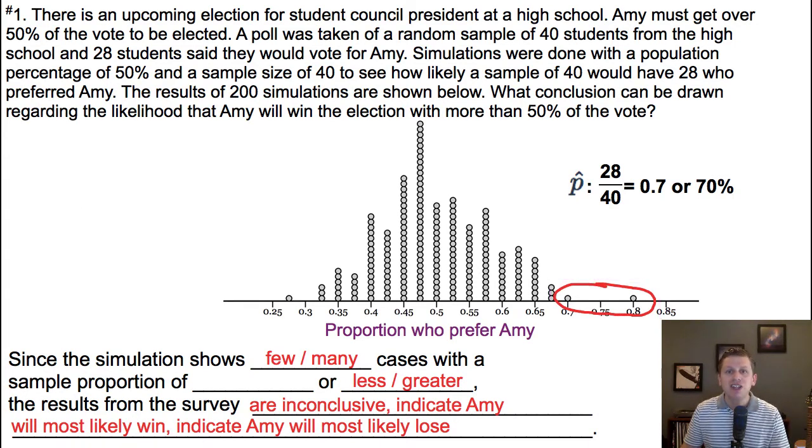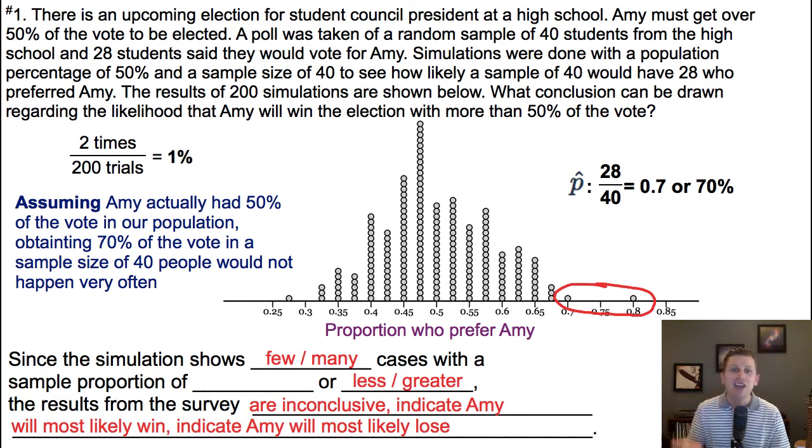Now, we ran this simulation 200 times, and seeing that it only showed up 2 times out of 200 simulations, or 200 trials, means that this only happened 1% of the time. So if we actually had only 50% of the vote, it'd be very unlikely that we'd get 70% back from a sample of 40 people because this only happened 1%. So assuming Amy actually had 50% of the vote in our population, obtaining 70% of the vote in a sample size of 40 would not happen very often. It only happened 1% of the time. So the results of the simulation show few cases with a sample proportion of 0.7 or greater.